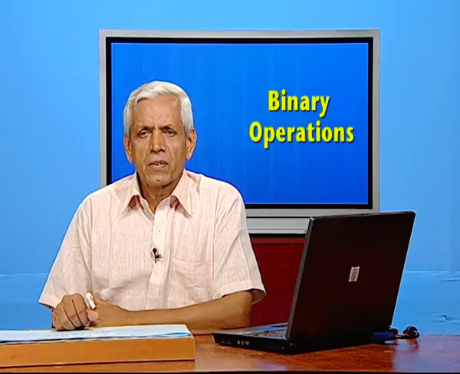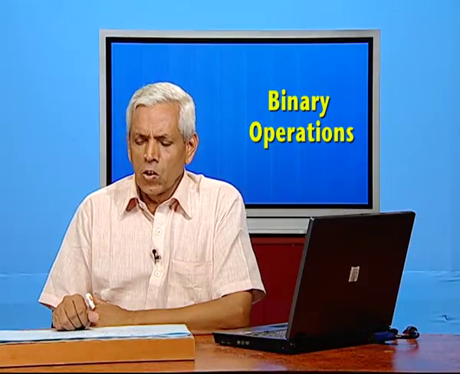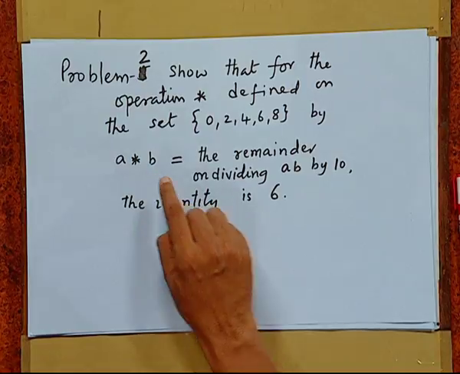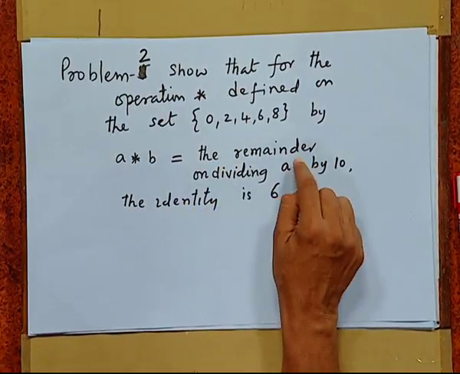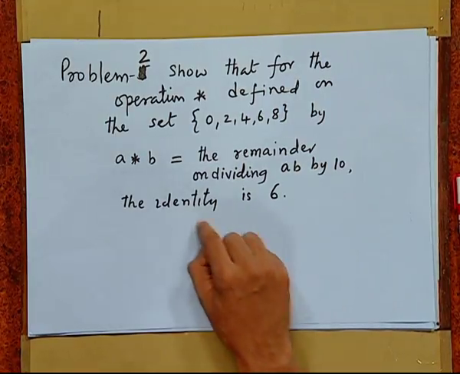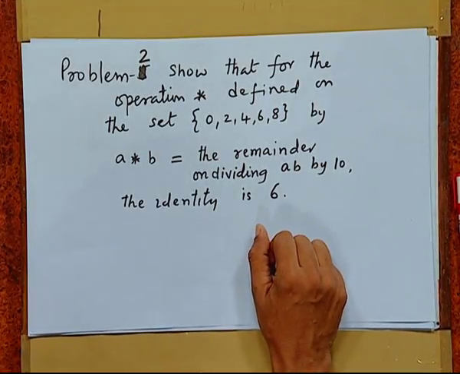Let us take one more example. Show that for the operation star defined on the set 0, 2, 4, 6, 8 by a star b equal to the remainder on dividing ab by 10, the identity is 6. This problem is very interesting. Usually identity becomes 0 or 1. Here is a case the identity is neither 0 nor 1. Let us solve this problem.